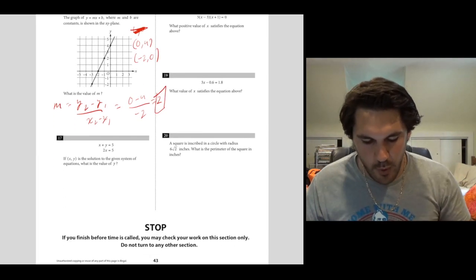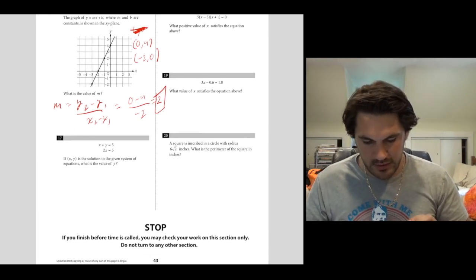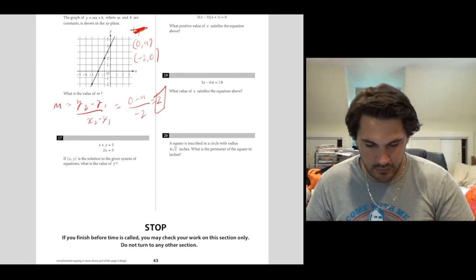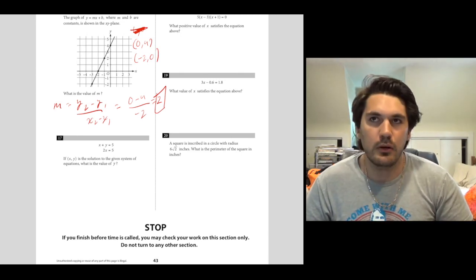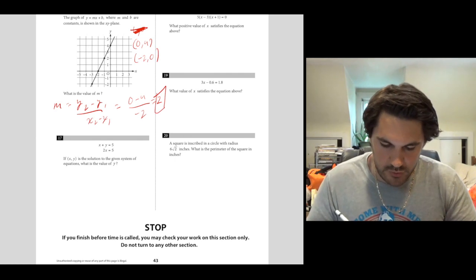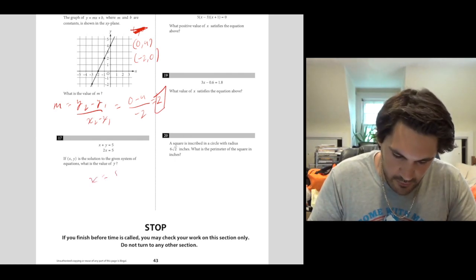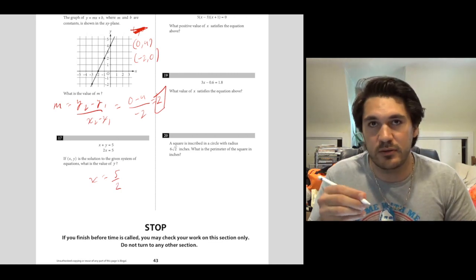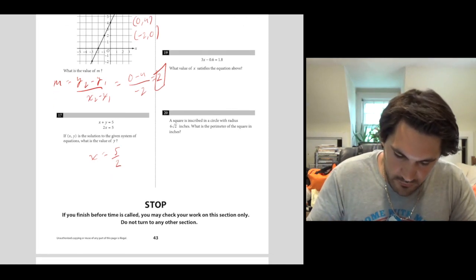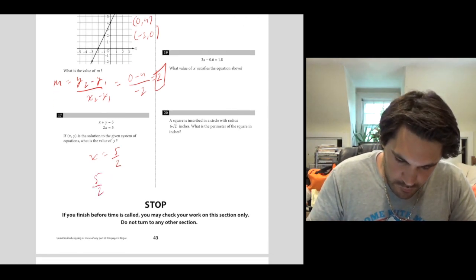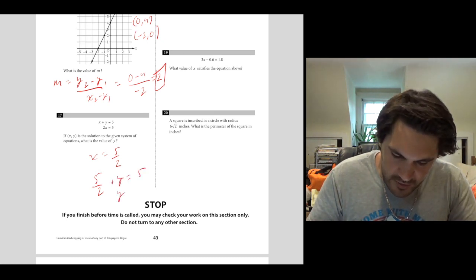Number 17, if (x, y) is the solution to the given system of equations, what is the value of y? Okay, well, let's see. 2x equals 5, so that means x equals 5 over 2. Let's just plug that into the top equation. So 5 over 2 plus y equals 5. So y is going to be equal to 5 over 2.